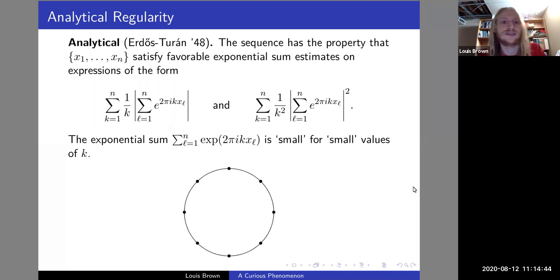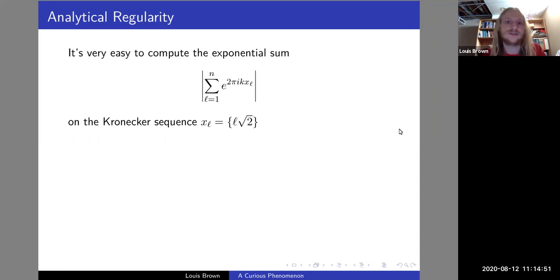Now it might seem like for a general sequence, it would be difficult to compute these exponential sum estimates. But for the Kronecker sequence, it's actually very easy to compute just because of the way the sequence is defined. So if we try to write this exponential sum for the Kronecker sequence, then we would have the sum from l equals 1 to n of e^(2πi k l √2). Notice I don't need the fractional part in here because this exponentiation is doing the work for us, since any integer part is just a full rotation around the circle, which gets ignored.